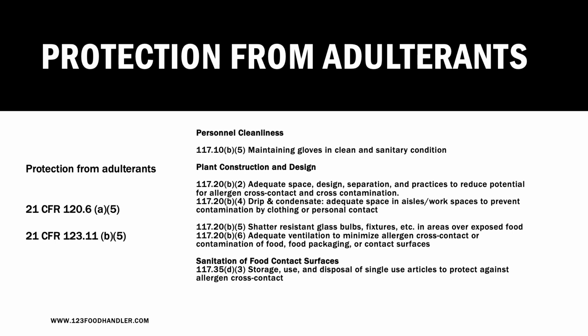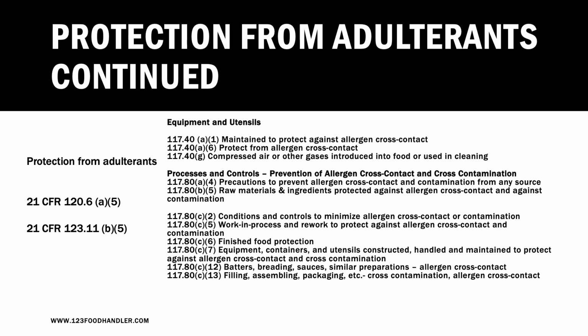There's a big one here, protection from adulterants, covered in 21 CFR 120.6A5 and 21 CFR 123.11B5. Got to protect the food contact surfaces and food packing material from adulterants, biological, chemical, physical adulterants. So we've got to look at our personnel cleanliness, our plant construction and design, sanitation of food contact surfaces. And like I said, a lot of stuff here. Carry this on a little bit more.